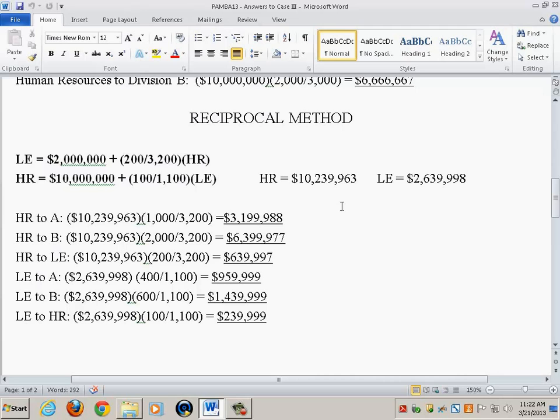Which means that, reflecting the exchange of services between HR and LE, the total dollars that HR has to allocate to all units, the operating units and LE, is 10,239,963, and the total number of dollars that LE has to allocate to all units, A and B and HR, is 2,639,998. So this is it. This is the first stage.